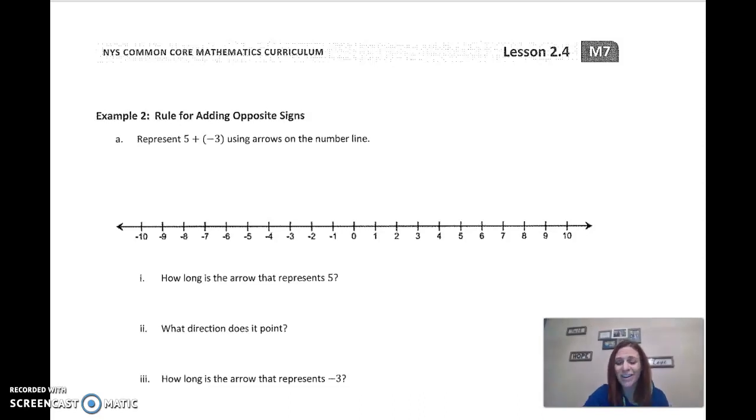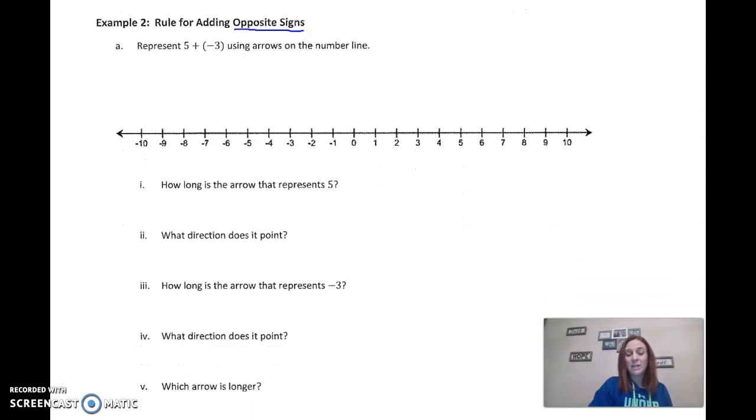So if we're going to talk in lesson 4 here about adding integers or rational numbers of the same sign, we're probably going to talk about ones that have opposite signs or different signs, right? So that's going to be the focus of this video. We need to represent 5 plus -3 using arrows on the number line.